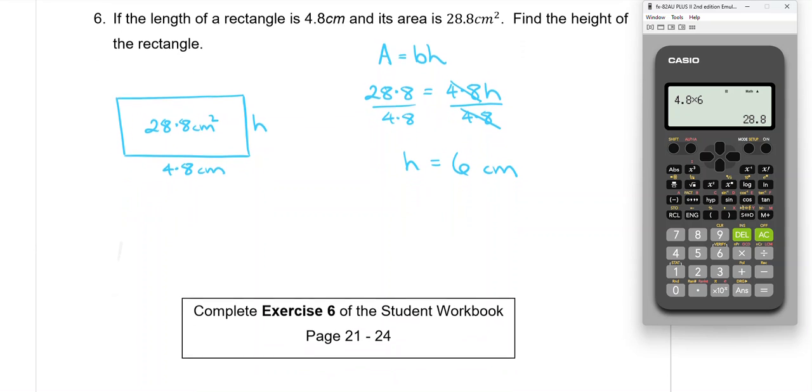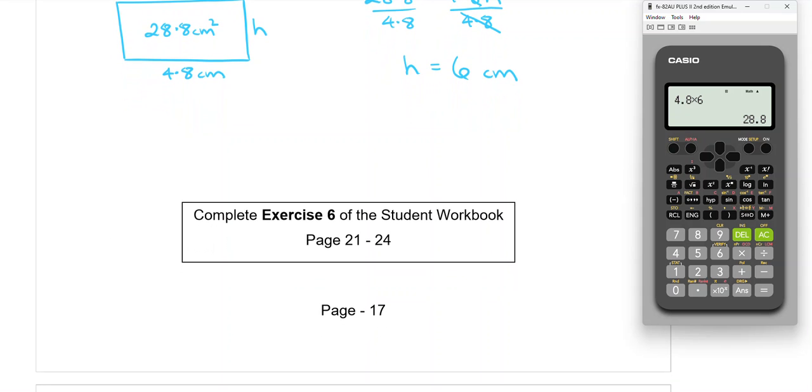All right, so can you please try exercise 6, page 21 through to 24.